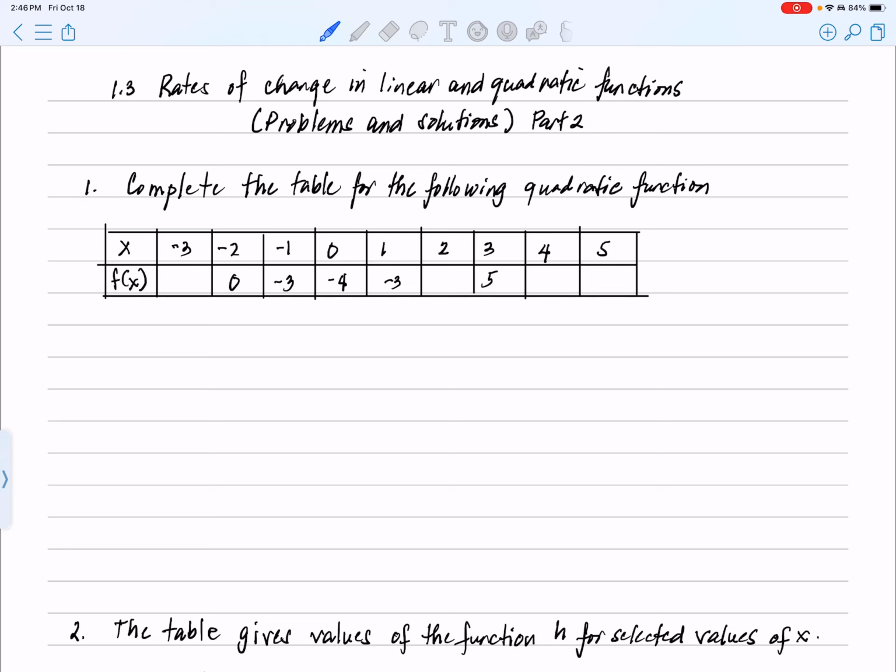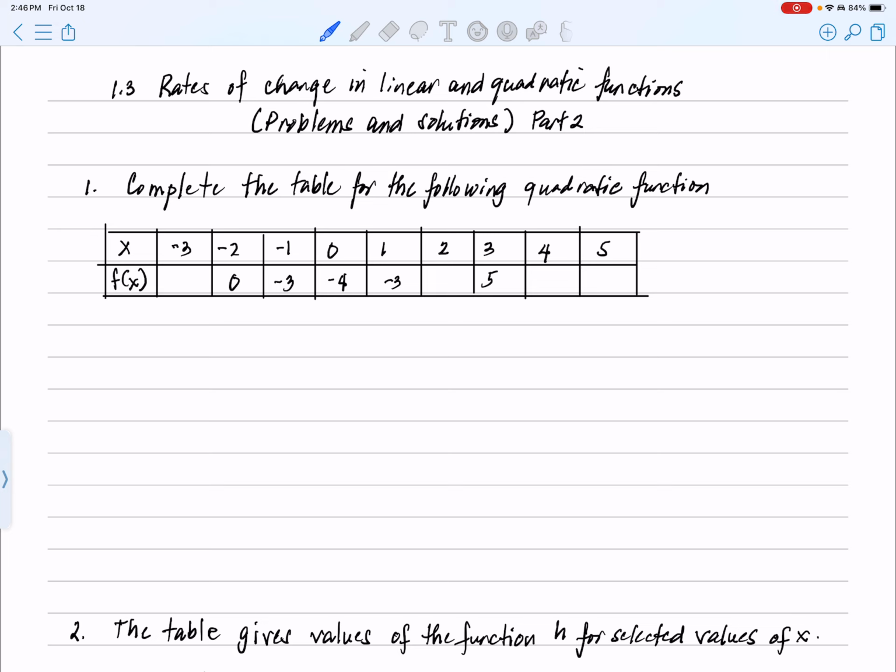Welcome to Matematika. Today we're going to do part 2 of problems and solutions in the rate of change in linear and quadratic function. We'll start with number 1. You are asked to complete the table for the following quadratic function.